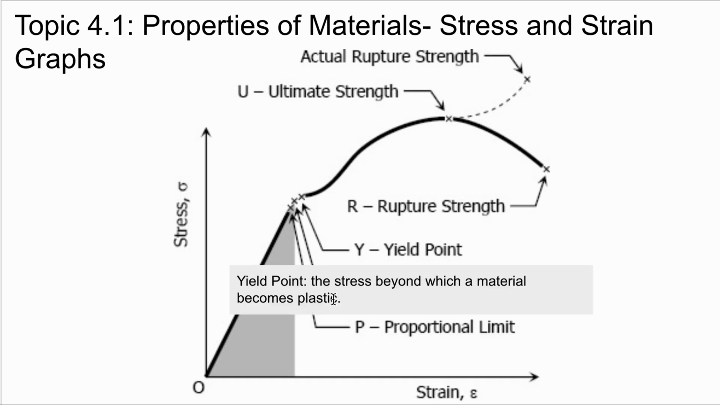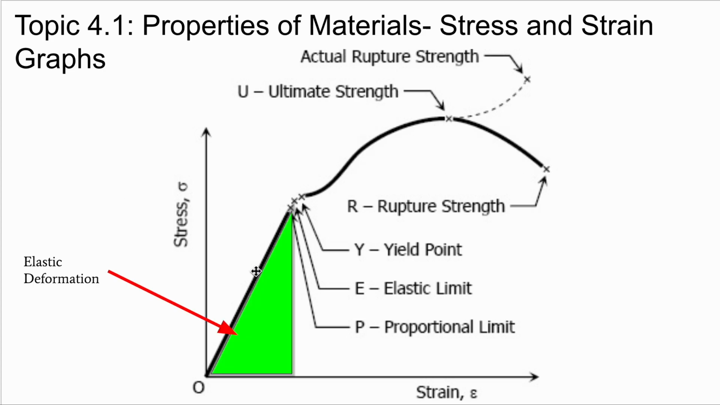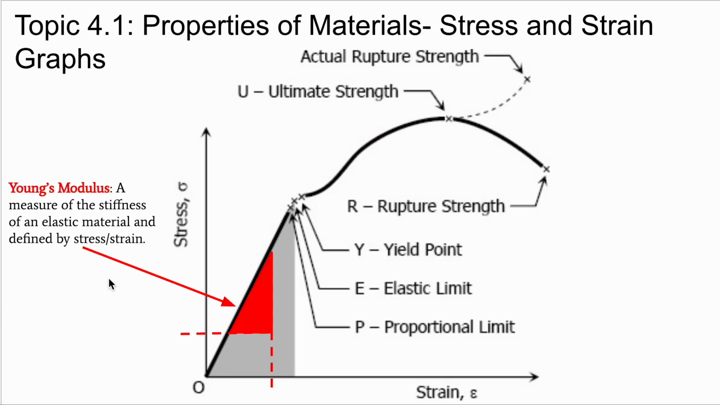The yield point is the stress beyond which a material becomes plastic. So at the yield point, this product or whatever material it is going to become plastic. It is no longer elastic. The ultimate strength is the maximum stress a material can withstand. So this is where just before it actually breaks. This area right here is considered to be elastic deformation, this green area. This area here is our plastic deformation, right? It's curved. This is Young's modulus. You need to know it. Young's modulus is a measure of the stiffness of the elastic material defined by stress and strain. And really, it's the equation of this line right here.